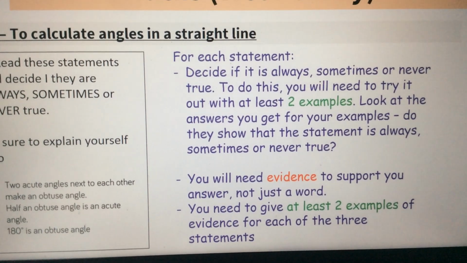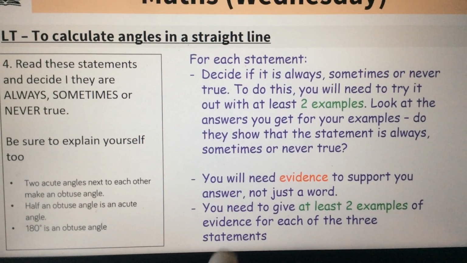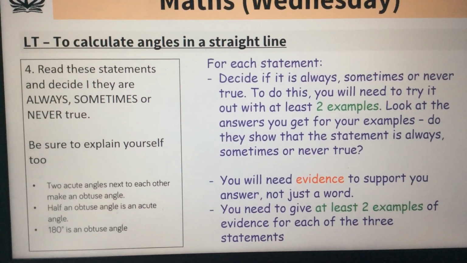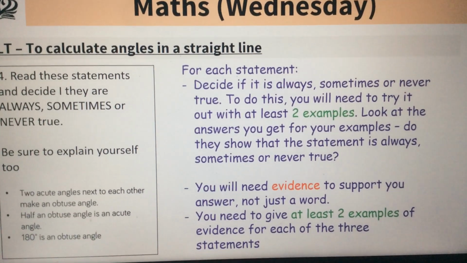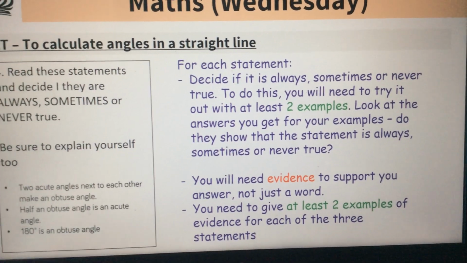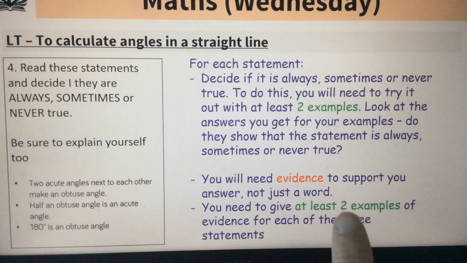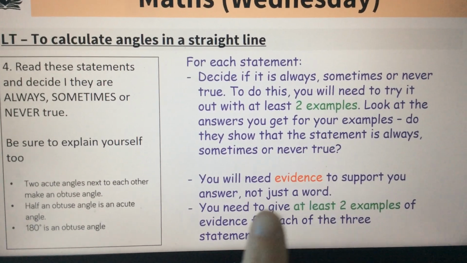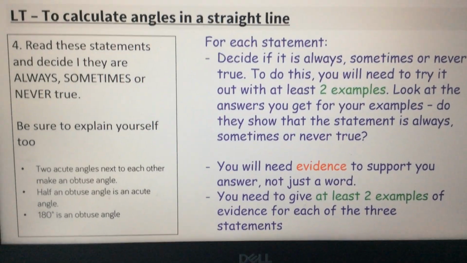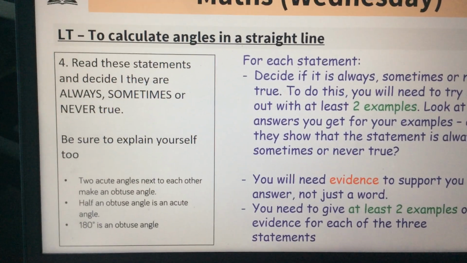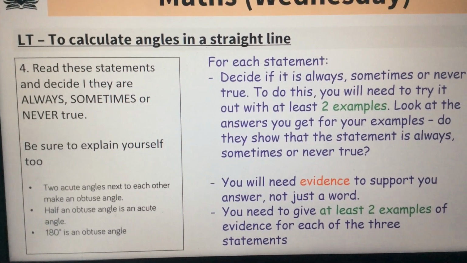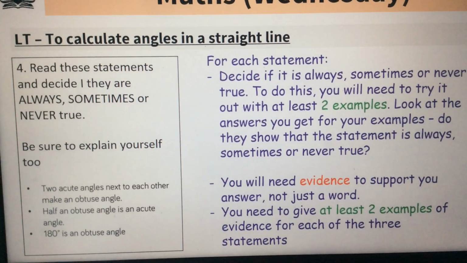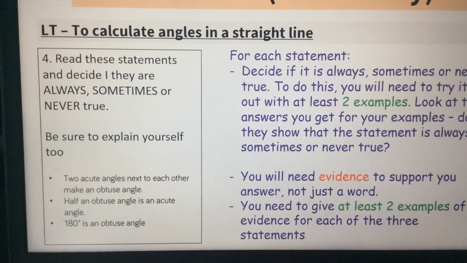Okay, now when you do this, we need evidence. We don't just want to see sometimes, never, always. You need to show us. So you need to give at least two examples, which are those two examples from there, of evidence. So if you think it's sometimes true, you'd need to show one example where it was true and one example where it was not true, and that would show that it's sometimes true.